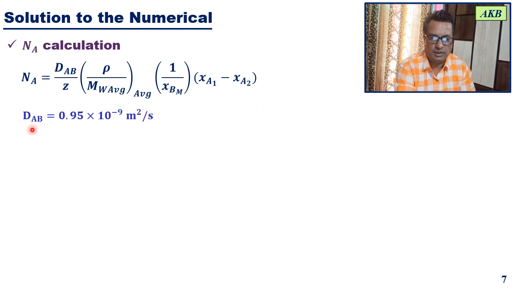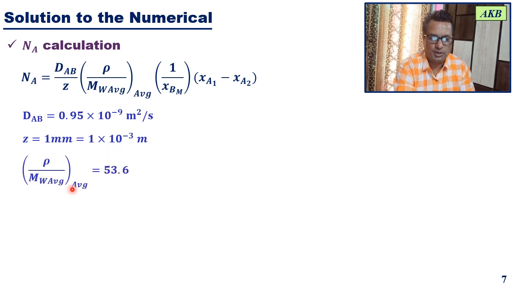So DAB is 0.95 into 10 to the power minus 9 meter square per second. Z, the thickness of the film, is 1 millimeter, which is 1 into 10 to the power minus 3 meter. Then rho upon MW average, the average value we calculated, is 53.6. Then XBM, we have calculated it just now, is 0.981. Xa1, we calculated it earlier, is 0.029. Xa2 is 9.19 into 10 to the power minus 3.